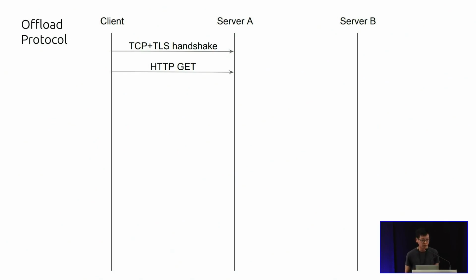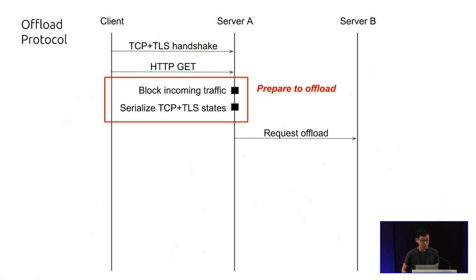So I'll illustrate this with a scenario. We have a client machine here and then two server machines, server A and B. Let's say the client opened a TCP connection, performed a TLS handshake, and then sent an HTTP request to server A. Server A received this request and decided to offload this connection to server B rather than processing it on its own. So it first blocked incoming traffic in order to avoid any retransmitted packet from the client triggering the reset. After that, it serializes the TCP socket and also any associated TLS states.